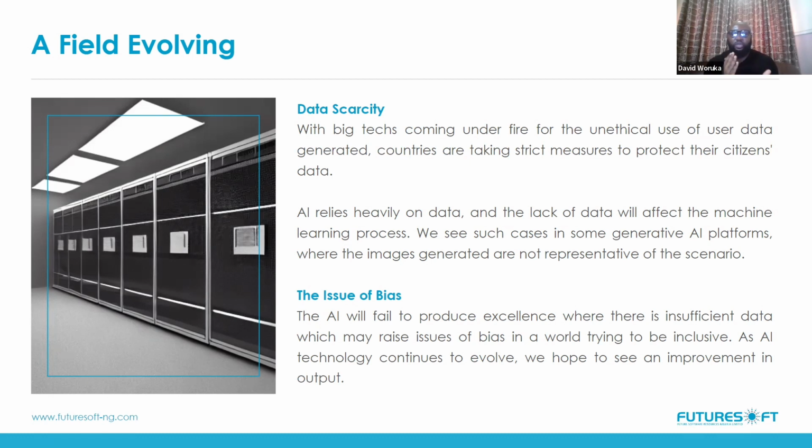But we've seen cases where big techs are coming under fire for unethical use of data, and countries are beginning to take strict measures to protect their citizens' data. So one issue we currently have is data scarcity in AI. There are regions where AI doesn't have enough information, and when you put in prompts relating to such areas, you may not get as much information.